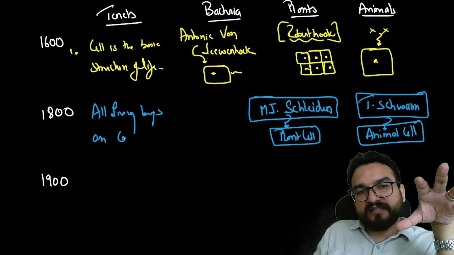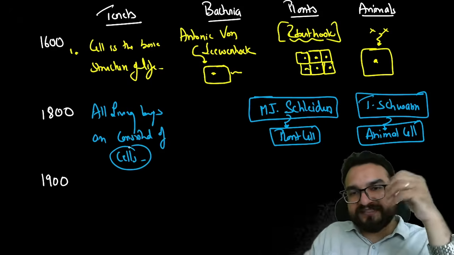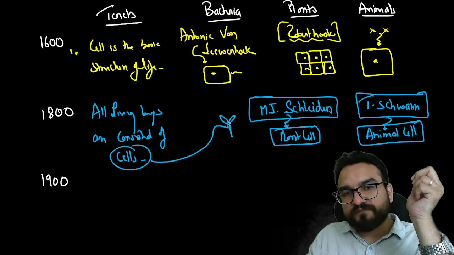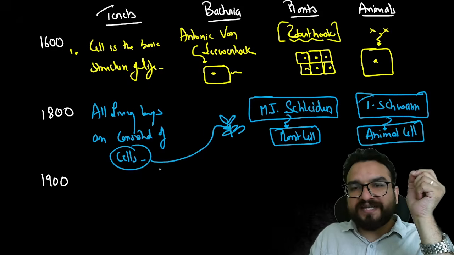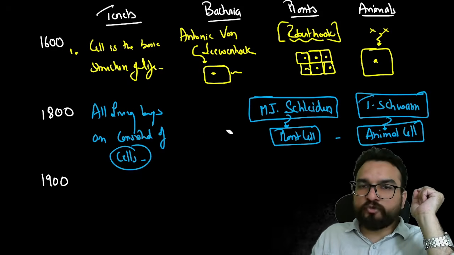are consisted of cells. They came up with this conclusion, that these cells are building up and giving the final shape of a plant. These cells are building up and giving the shape of an animal. So this they concluded over here.